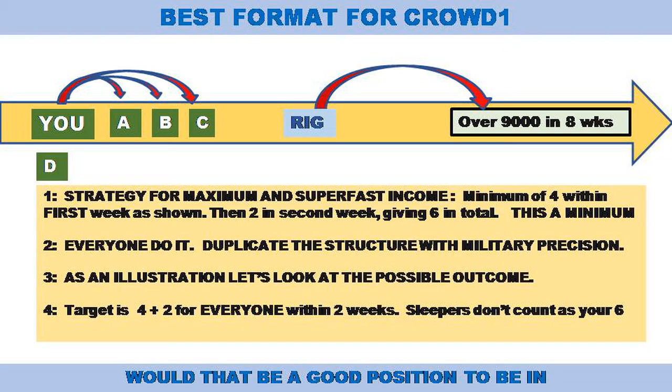Okay, now for Crowd1, this is the structure we're going to build. To maximize the income from Crowd1, you're going to introduce 4 within the first week. A, B, and C are going into the line, and the other one, D, is going offline. This will give you maximum income and maximum profit from Crowd1. Remember, your starting point is only 100. In your second week, we expect you to add 2 more in. So you're going to add in a total of 6.